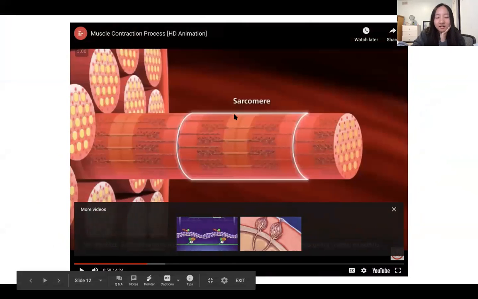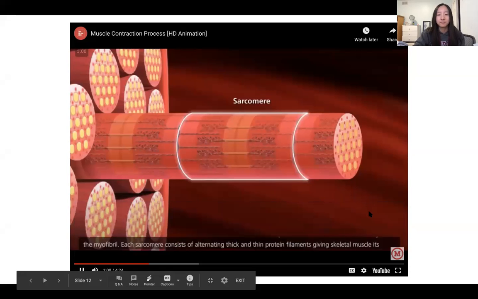So do you guys see here how there's light and dark stripes? Yeah, those are the striations, and you can see it here a lot more clearly. Where the thick filaments are is where we get that darkness, and where the thin filaments are, we have that lightness, down the length of the myofibril.